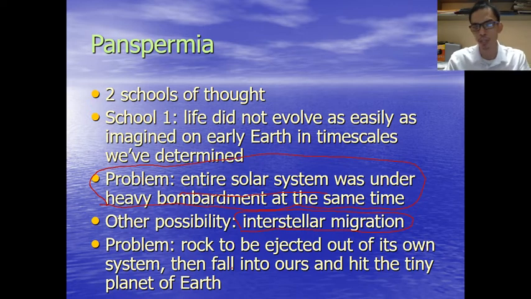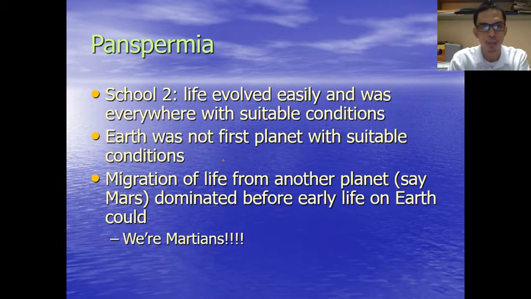Alright, so meaning to say that the rocks, asteroids, and comets come from other regions of the solar system, and then they just bombarded the Earth, and then life evolved immediately. Right. So the next idea was that life evolved easily and was everywhere with suitable conditions.